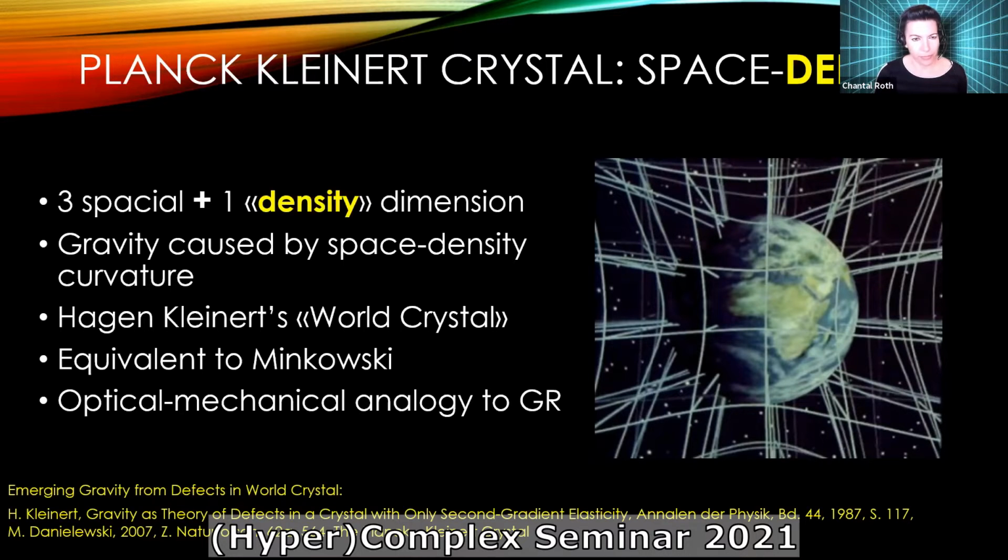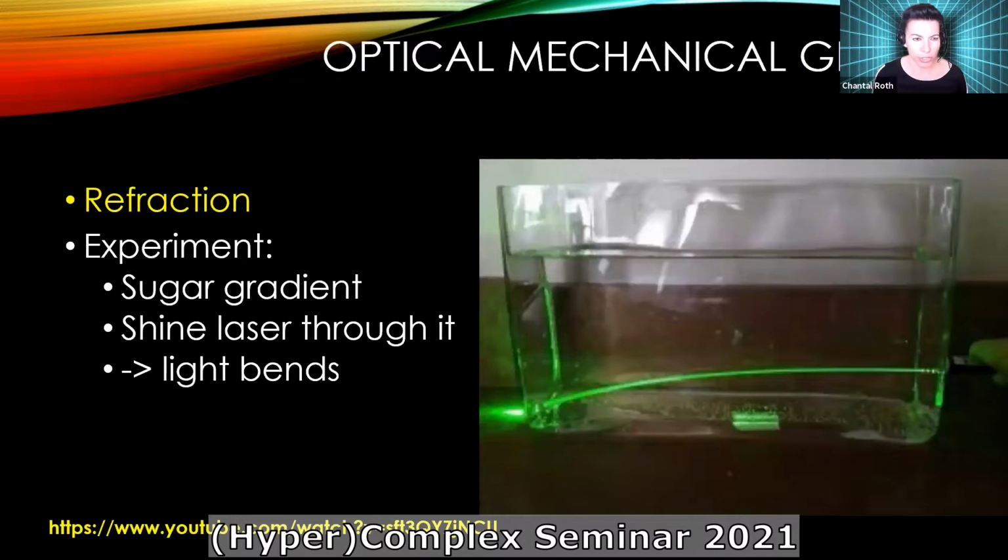So here's a simple example you can even do in your kitchen. You can take a glass bowl and put water and sugar in it, and you create a sugar gradient. Now, this creates an optical refraction gradient. And when you shine a laser light through it, it will actually bend the laser light. This is an example of how a gradient of refraction can cause light to bend.